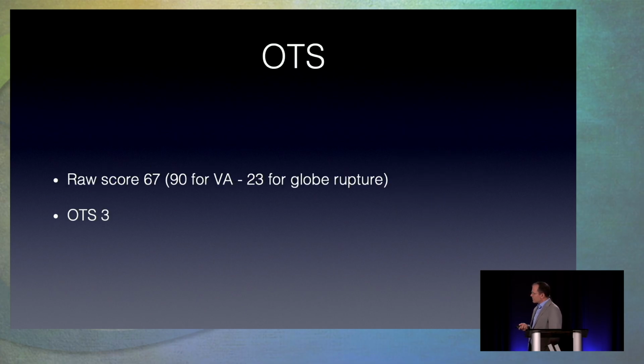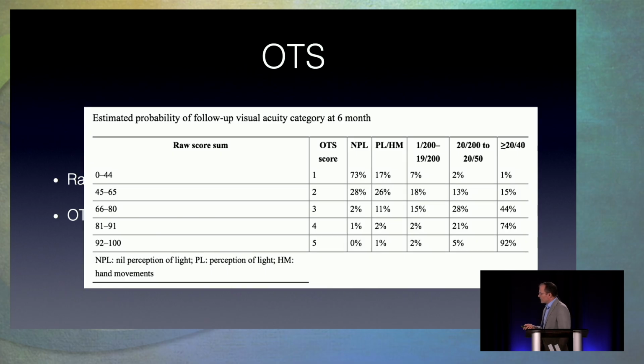So let's think about his ocular trauma scores. Raw score was 67. He had 90 points for his very good acuity. He lost 23 for the globe rupture. So again, ocular trauma score of 3. So pretty good chance he's going to be okay, but remember, his acuity was really good at the beginning, 20/40, so you're not necessarily bringing this guy back to that.